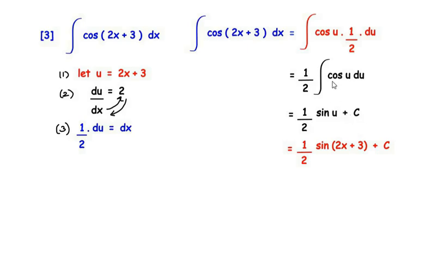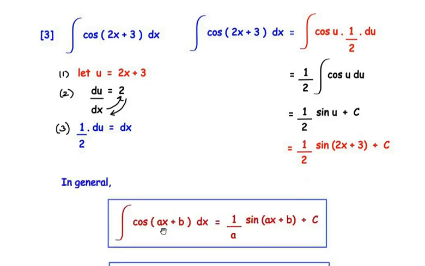So this is a direct application of integration of cos u, which gives us sin u. So here if integration of sin was given, then we would have got minus cos of the given function. So here we get 1 over 2 sin u plus c. Now replacing u by the x terms, we get 1 over 2 times sin of 2x plus 3 plus c. So this also gives rise to a general formula, which is integration of cos of the form ax plus b dx will be equal to 1 over a times sin of ax plus b plus c.